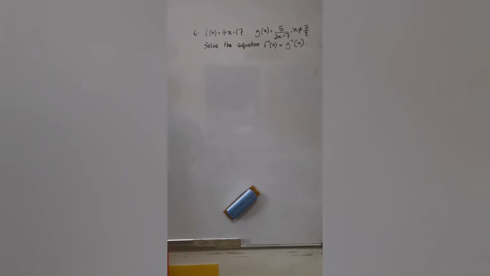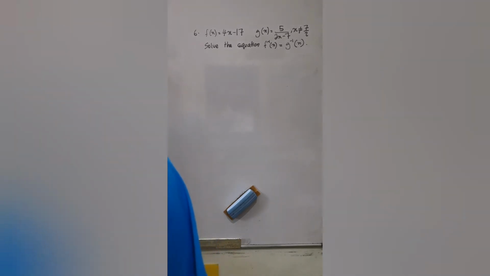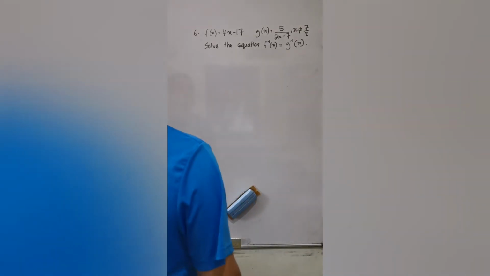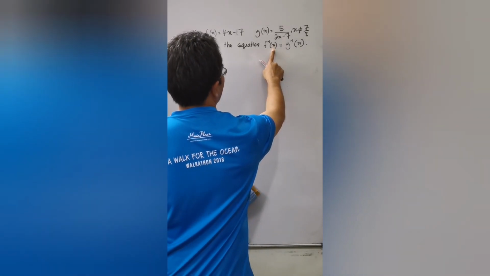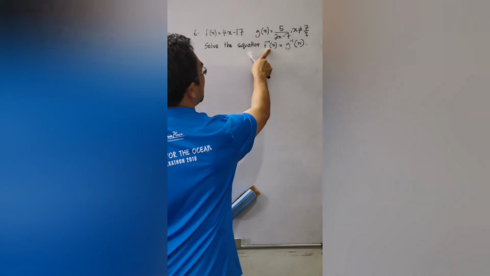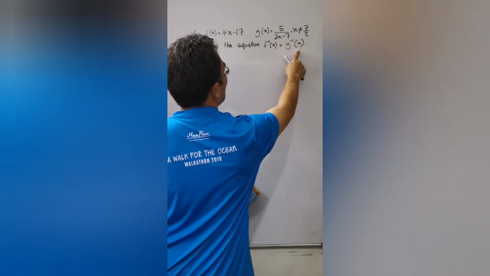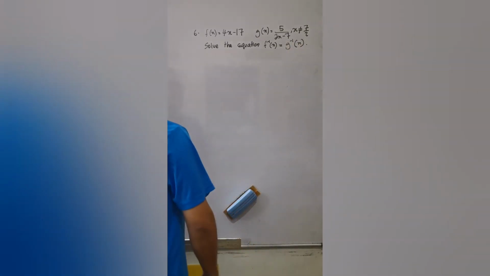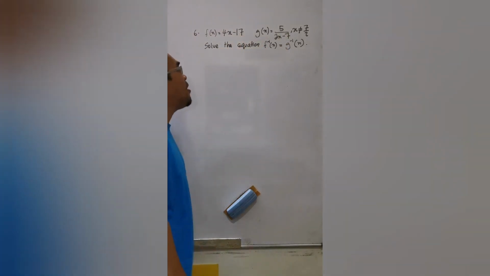Okay, question 6. fx equals 4x minus 17. gx equals 5 over 2x minus 7. Solve the equation inverse of f equals inverse of g. We are talking about what is the value of x that when we substitute into the inverse of f will be equal to the x that when we substitute into the inverse of g. So, we do not have inverse of f and inverse of g, so we have to find those first.